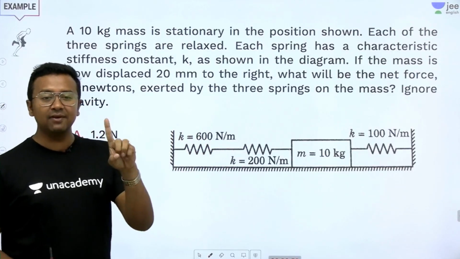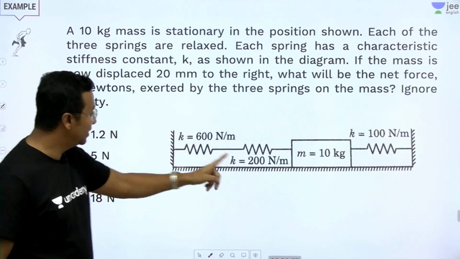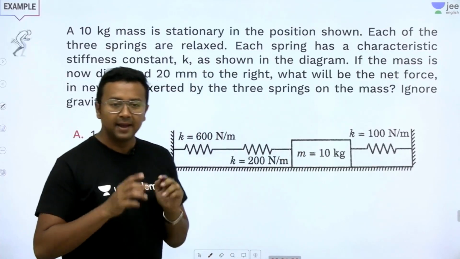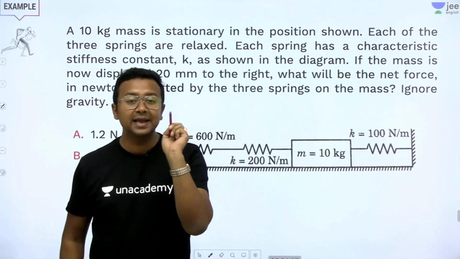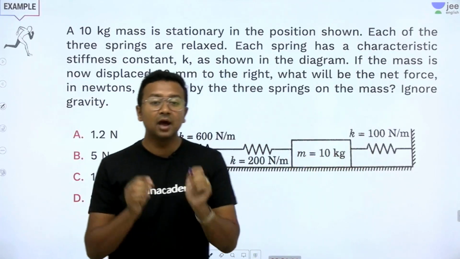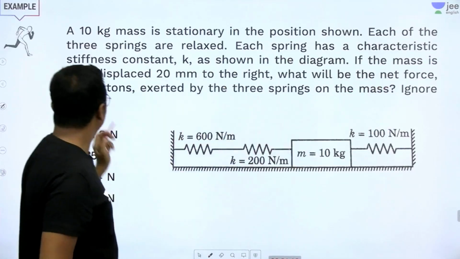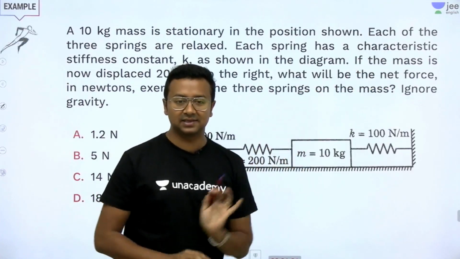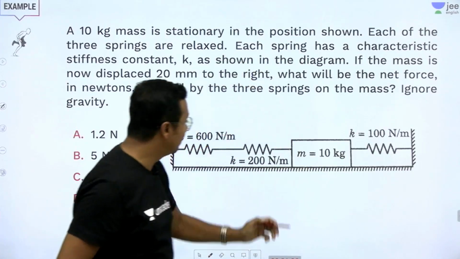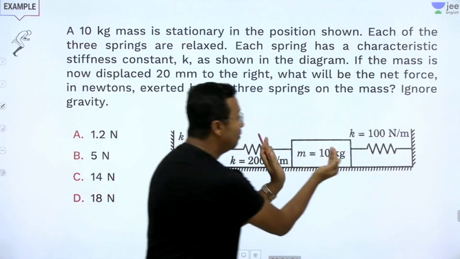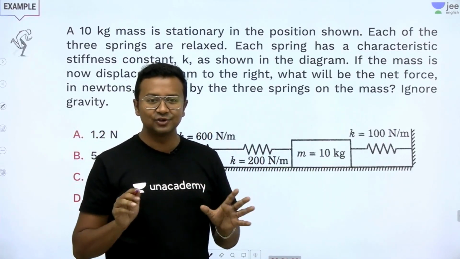See, now instead of one spring, we have got multiple springs. 1, 2, 3. They have spring constants of 600, 200, 100. Now they are asking that if I push this towards the right by 20 millimeter, what will be the net force in Newton exerted by the 3 springs on the mass? That means how much will be the net force experienced by this particular block if I move it by 20 millimeter. All right. So how do we go about it?